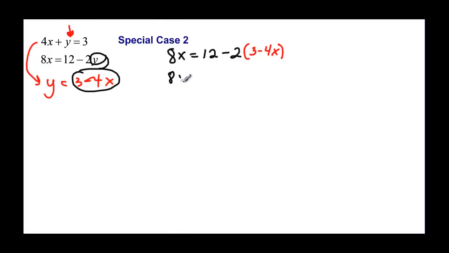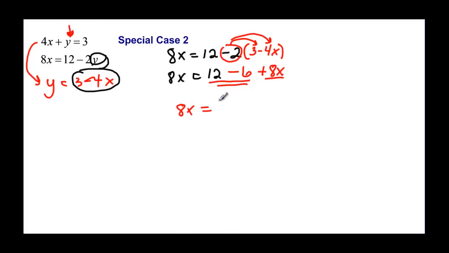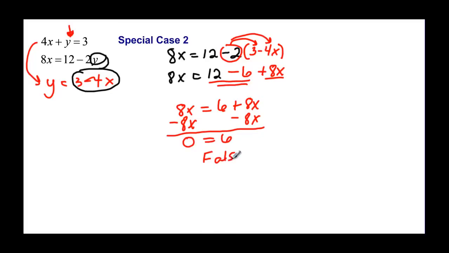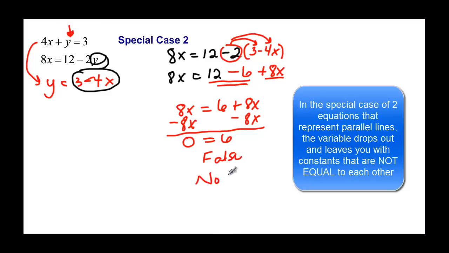So working through the problem, 8x is equal to 12, and then I'm going to distribute my negative 2 inside everything here. So negative 6 plus 8x, and if I combine my like terms, I have 8x on the left-hand side equal to 6 plus 8x, and if I subtract my 8x from both sides, I get 0 on this side because they cancel each other out, equal to 6, which is false. And a false statement means that we can have no solution. If we were to graph those, they would be a set of parallel lines.